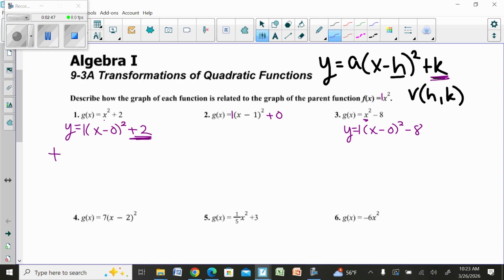So this graph translates up 2 units. It didn't flip around. It didn't go sideways, and it didn't get skinnier or fatter. Translates the parent function up 2 units. Okay, now if you look at number 3, it actually went down 8 units. So it's a translation. When things move, they translate. In middle school, we called it slides or glides. It translates down 8 units.